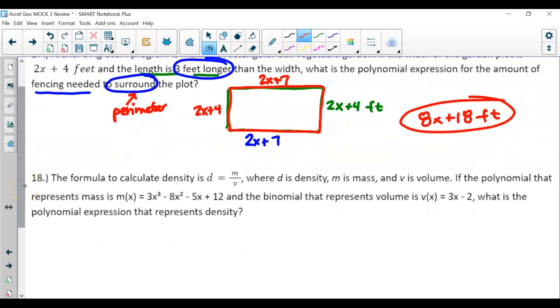Not 18, sorry about that. I just realized I forgot a 4 here. That's 14 plus 4, which is 18, but plus 4, which is 22. So 8x plus 22 feet.